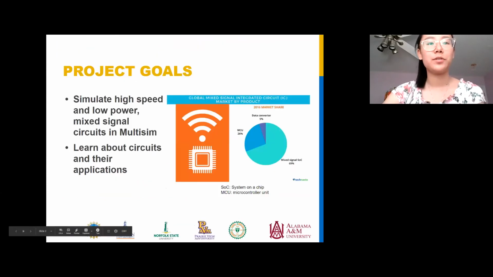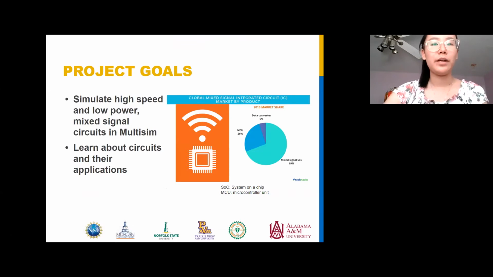Our project goals. Our goal is to simulate high speed and low power mixed signal circuits in Multisim and to learn about circuits in their applications. As a result of not being able to access a lab environment, instead we chose to simulate circuits in Multisim. Multisim is a software that allows us to design circuits and simulate their performance as they would be in real life. And second, to learn about circuits and applications.